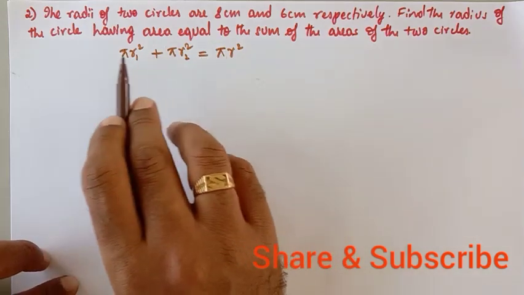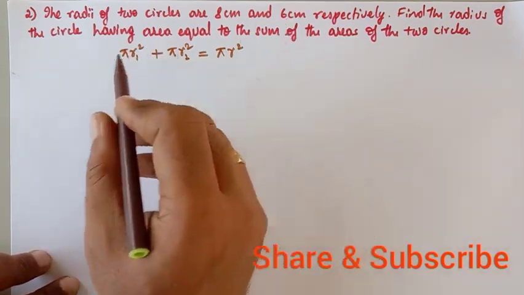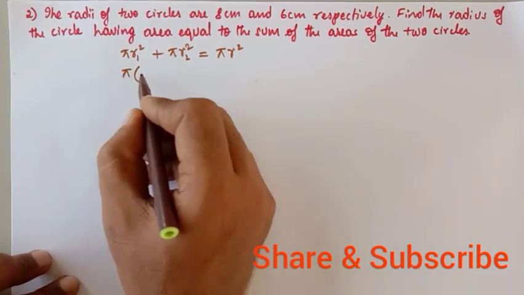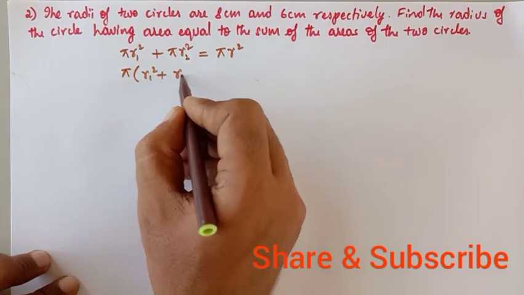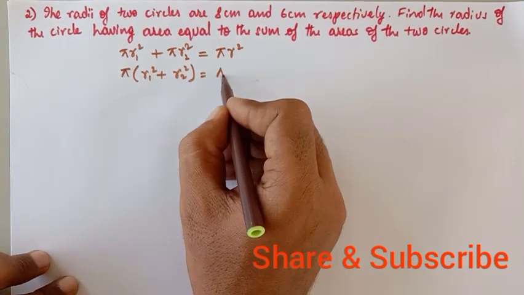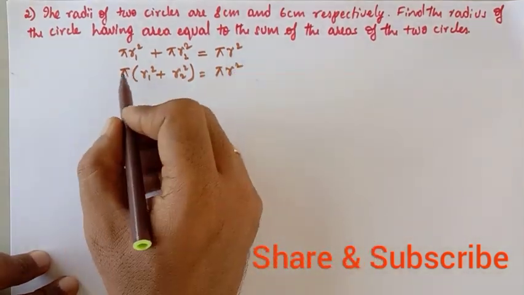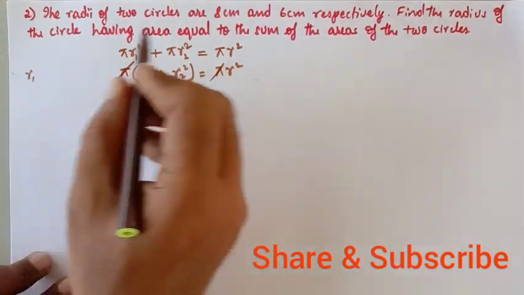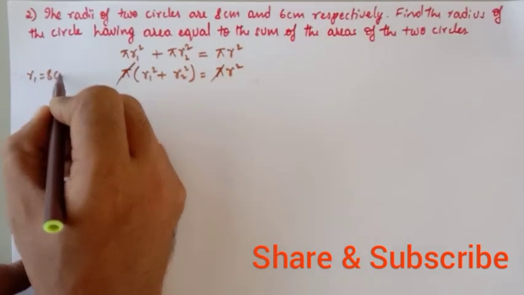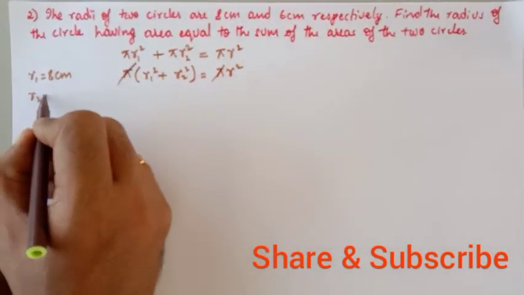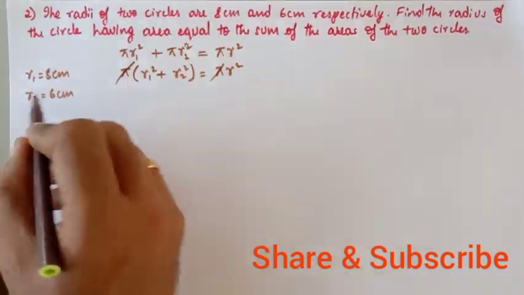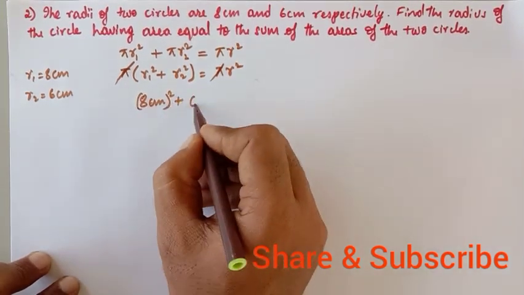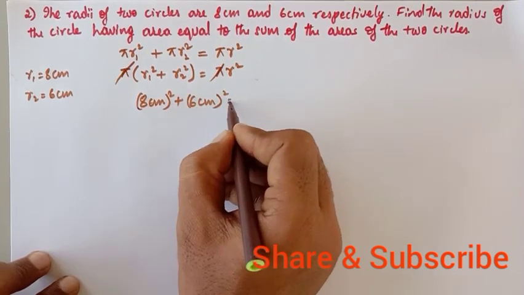So I will take pi as common: pi times r1 square plus r2 square is equal to pi r square. Here pi and pi cancel. We should note down that r1 is equal to 8 centimeter and r2 is equal to 6 centimeter. So I will be substituting these values. 8 centimeter whole square plus 6 centimeter whole square is equal to r square.